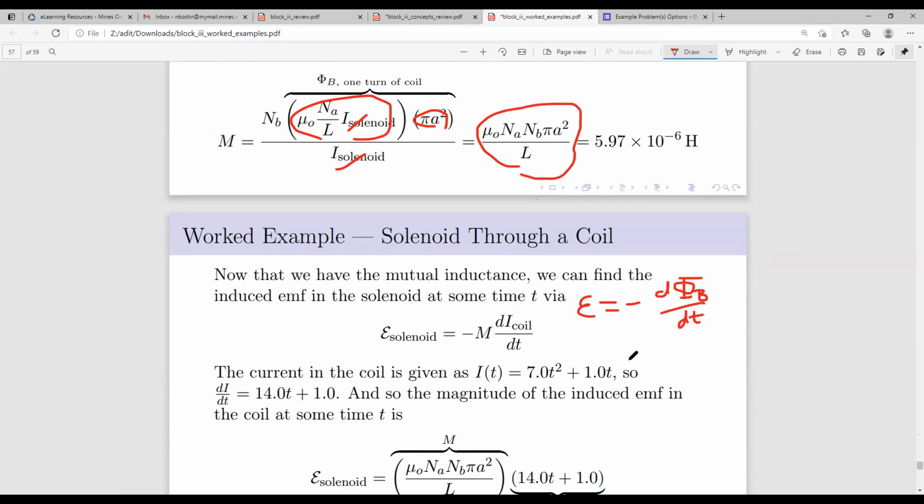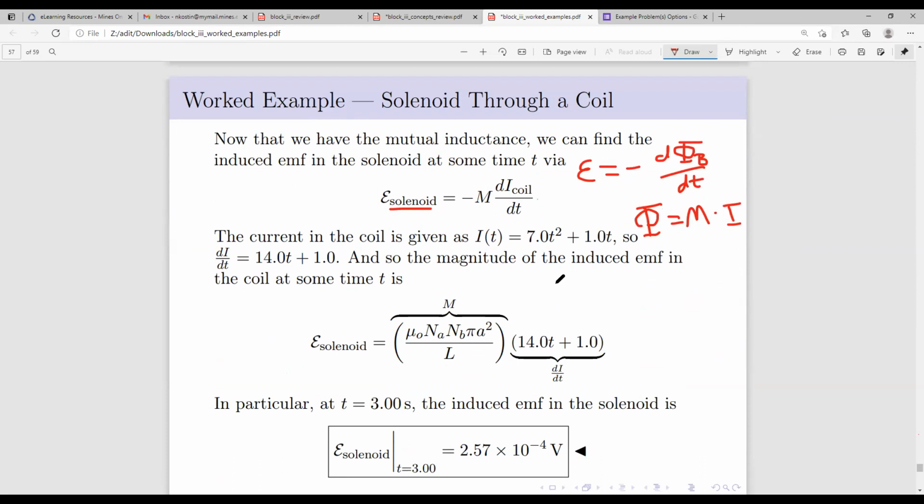And the magnetic flux is just the mutual inductance times the current. So if I take the derivative of this quantity, the mutual inductance doesn't change with time, so I don't really take its derivative. But then I'm left with di dt. So I have to take the derivative of the current in the coil if I want the induced EMF in the solenoid. And luckily we have a function for the current in the coil.